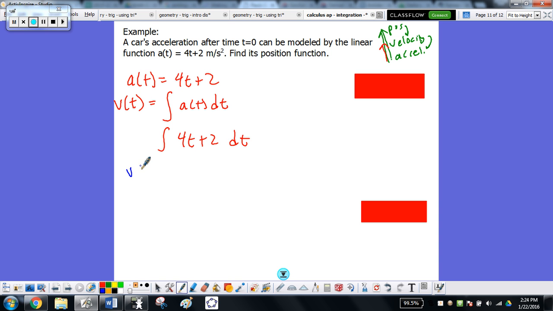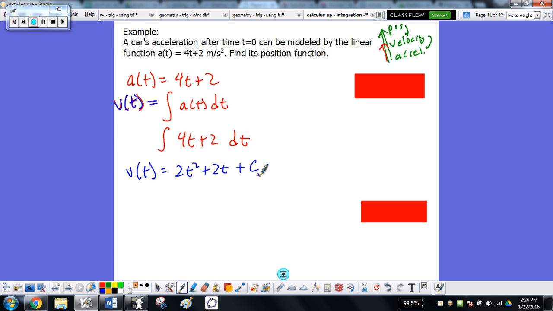Let's try to color code this the best I can. V of t is going to equal, let's see, 2t squared plus 2t plus c. Okay. Double check before we move on. Derivative here is 4t, derivative here is 2, derivative of c is 0. Okay, we're done. Well, that's not a very satisfying velocity function, is it?